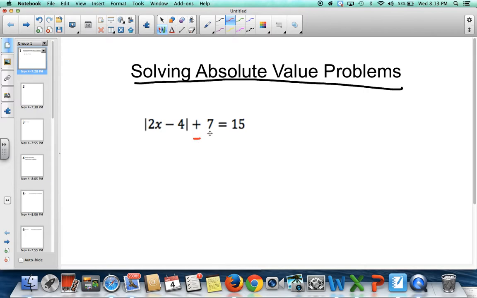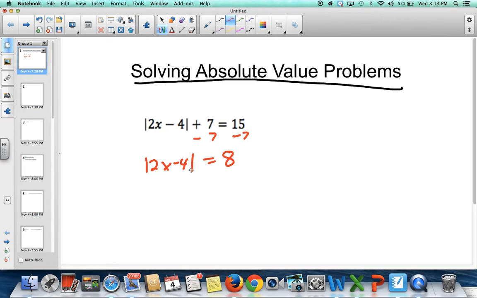So I'm going to first subtract 7 from both sides, and that gives me the absolute value of 2x minus 4 equals 8. What we've done now is the most important thing, which is to isolate the absolute value. So the absolute value is by itself on one side of the equation.